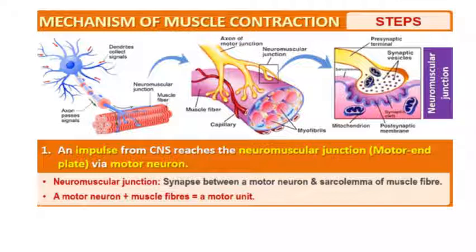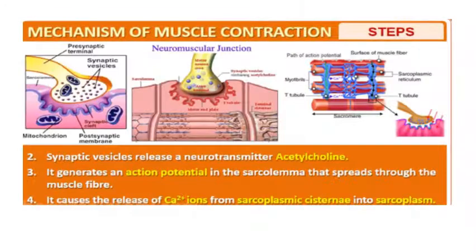To begin this process, an impulse from the central nervous system reaches the neuromuscular junction by a motor neuron. It is carrying the impulse, so obviously the neuron is the motor neuron. What is the neuromuscular junction? It is basically a synapse. Synapse is a gap between the motor neuron and the sarcolemma of the muscle fibers. A motor neuron and the muscle fibers combine together to form a motor unit.